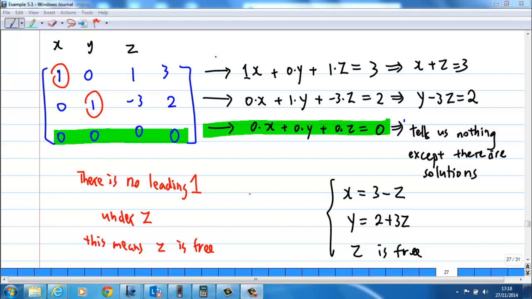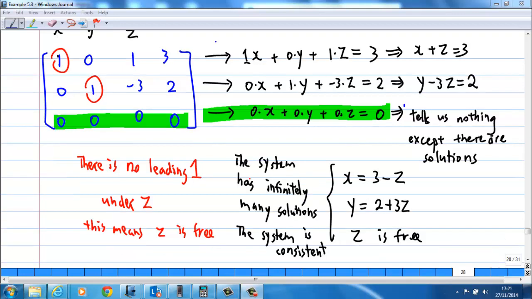For example, if you put z equal to 0, then x will be 3, y will be 2. Since z is free and z can take any values, therefore, there are infinitely many solutions. The system is consistent.